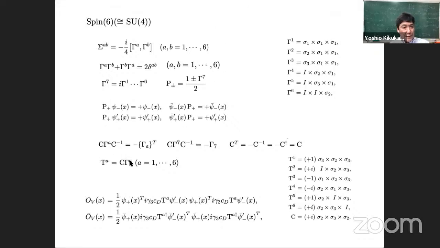We can introduce the antisymmetric matrices T_A by the product of C and gamma_A. If we have a representation for the gamma matrices, then the T matrices are given in this manner, and we can check that they are all antisymmetric. Here we have gamma 3 and C. This matrix is symmetric and this is antisymmetric, so this combination is a symmetric representation, a consistent bosonic operator. We square this to obtain the Spin(6) invariant operator, and this operator squared is nothing but the 't Hooft vertex. So in this manner, we formulated this interaction.